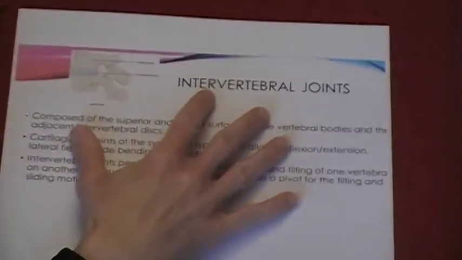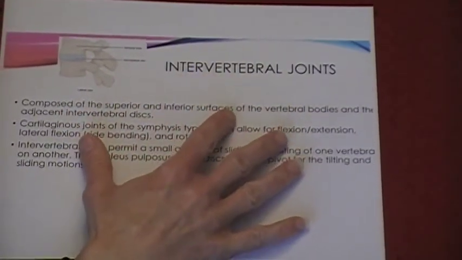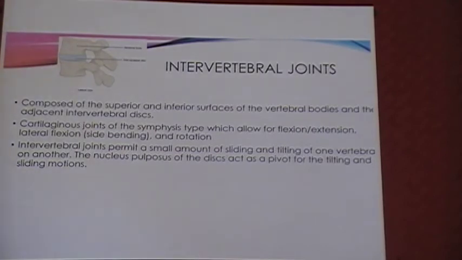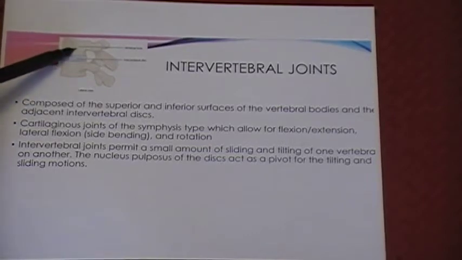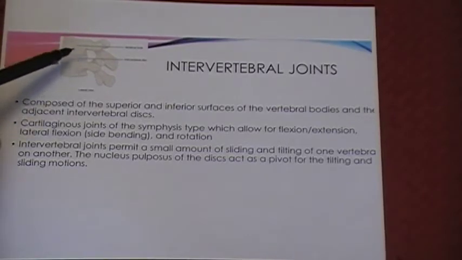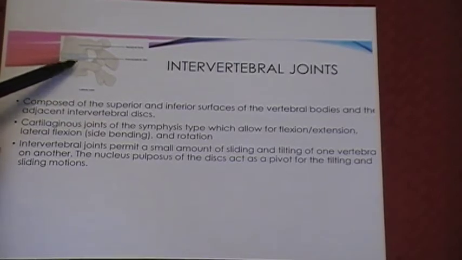All right, and then throughout the spine, as you guys know, there are also the intervertebral joints. So these are composed of the superior surface of one vertebra and the inferior surface of the superior vertebra, with the disc in between. So the discs are those cartilaginous joints of the symphysis type, which allow for flexion and extension, lateral side bending, and rotation. So the intervertebral joints permit a small amount of sliding and tilting of one vertebra on another.